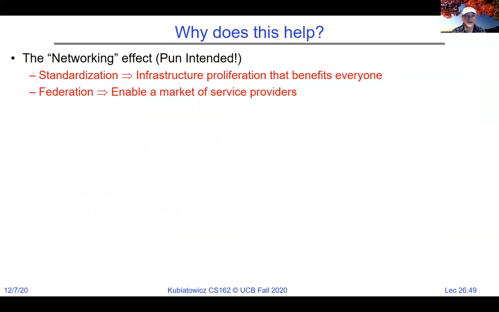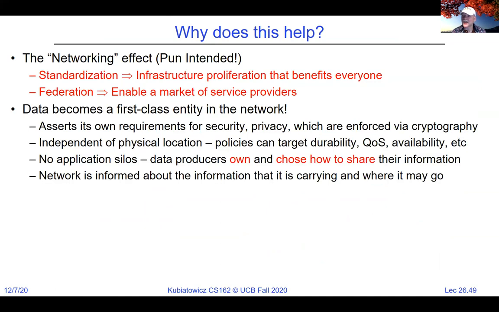Okay, so why does this idea help? The networking effect, okay? Pun intended here. Standardization makes it possible for the infrastructure to be put everywhere, and it benefits everyone. Federation: you can actually build a market of service providers. The data becomes a first-class entity, so your data basically can float pretty much anywhere. So you could put a data capsule server in your house, and all of a sudden your local data capsules could be stored there. Or if you're doing some communication with somebody else, you could get a copy of their data capsules. And again, because it's like a blockchain in a box, it's not possible for somebody to fake data that doesn't belong in there, okay?